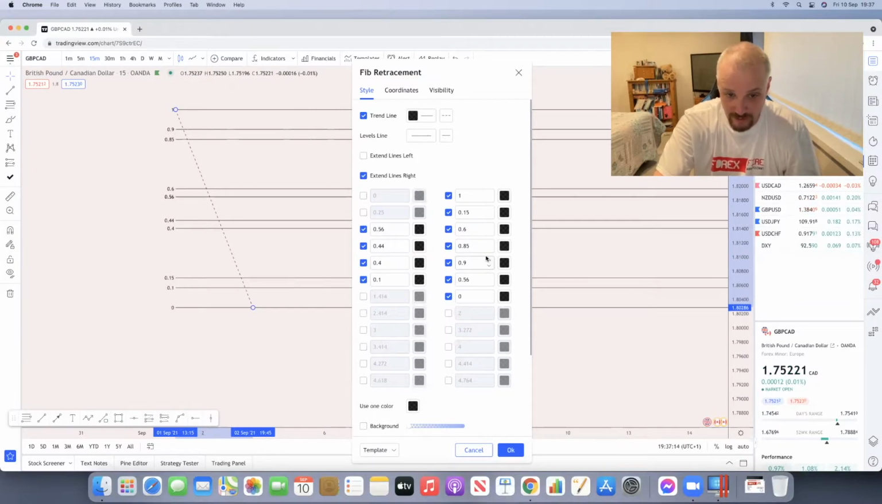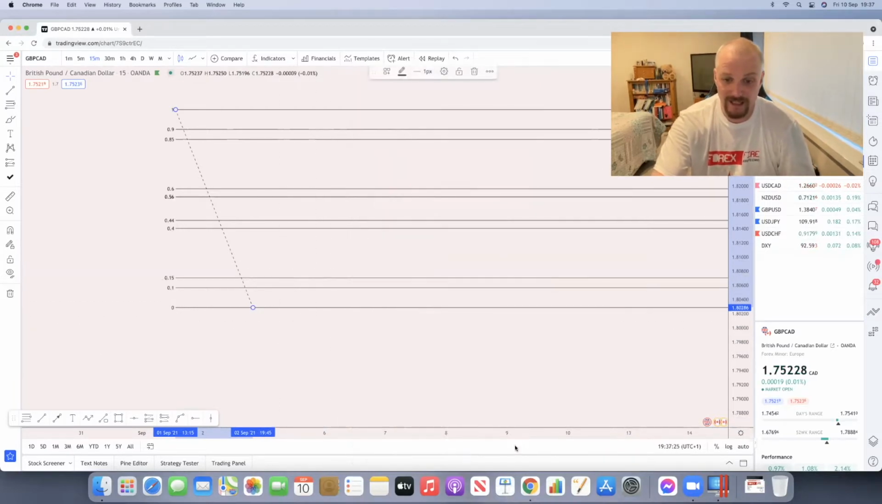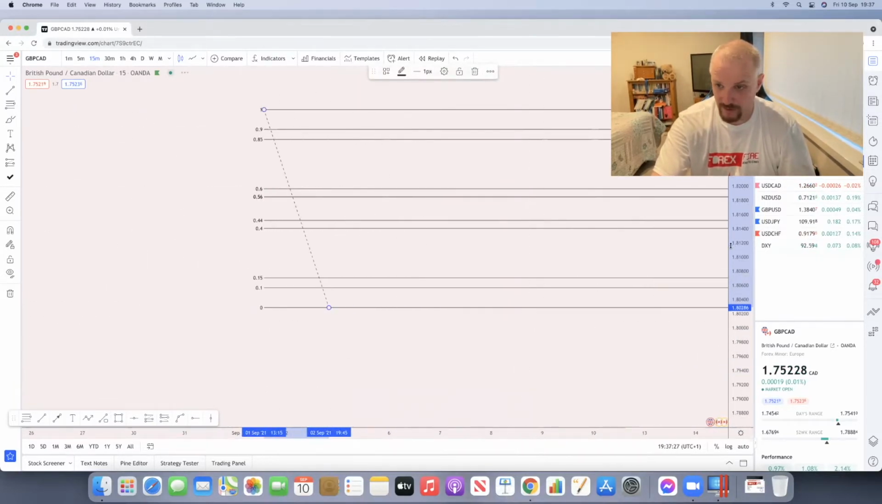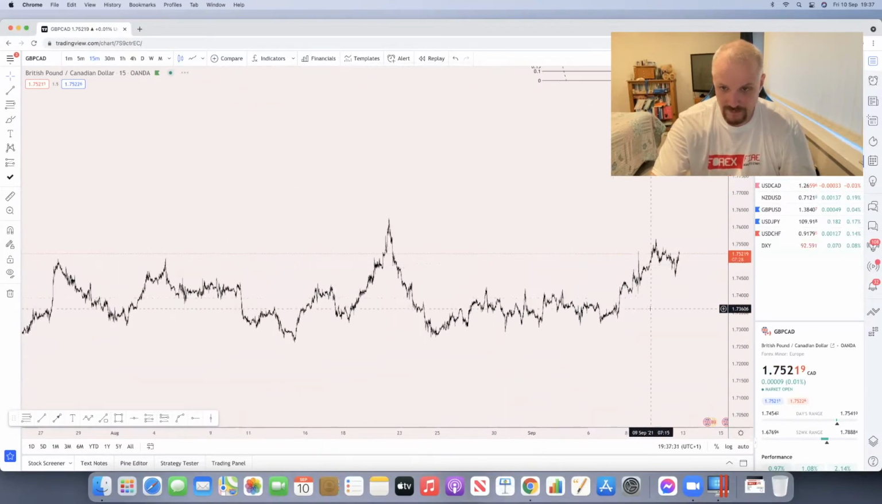Make sure they're all the same color. Have the levels, have the labels to the left, or you can uncheck that. Again, labels to the left. I've just got these on just so you can see that. And that's it for that, guys. Now, I'm going to show you something and just show you how powerful this stuff is. Let's take a look.